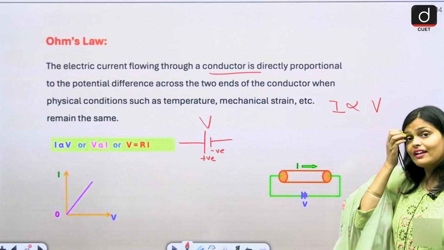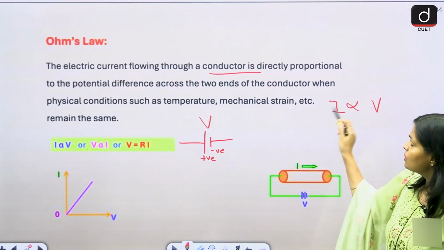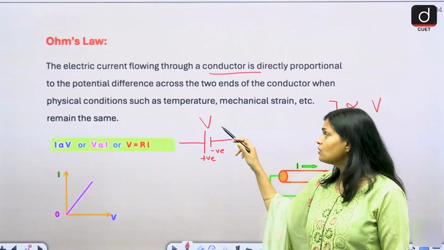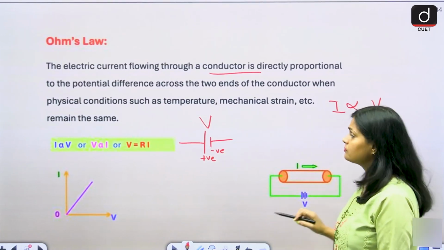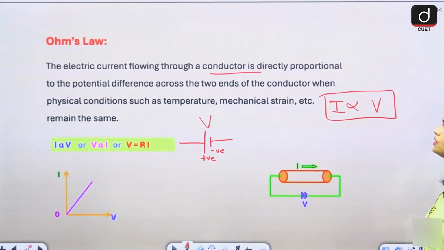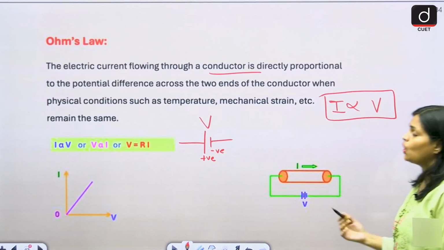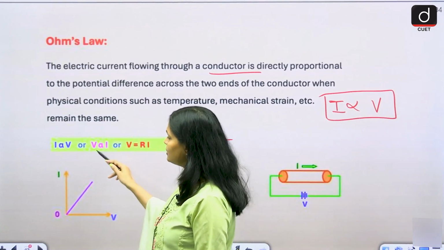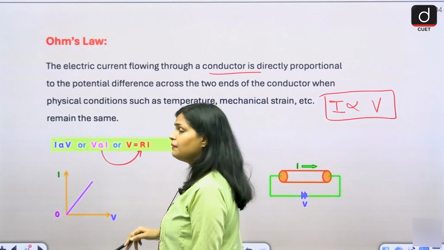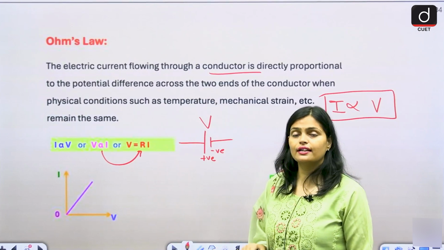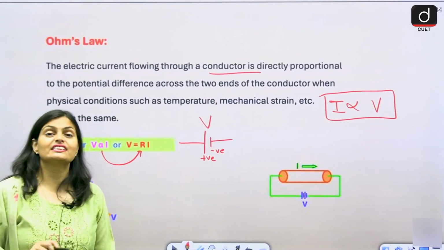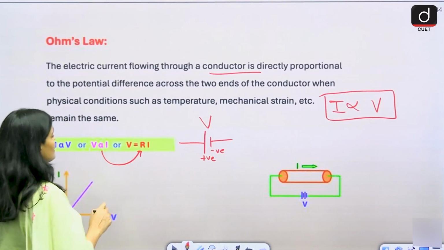We have a positive and a negative terminal, and due to this they have a potential difference between them, which is capital V. So according to Ohm's law, the current is directly proportional to the potential difference, or you can also write V is directly proportional to I. When you remove the proportionality, in place of it you write R. So V is equal to R I. Now what is R here? R is resistance.